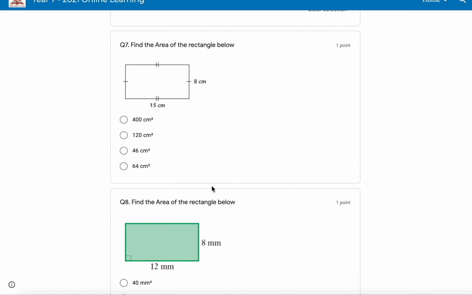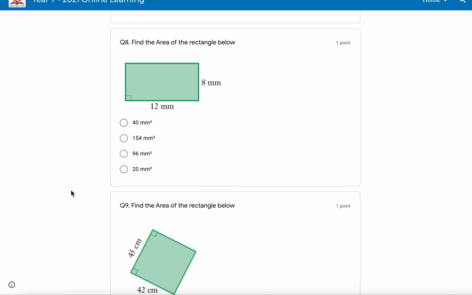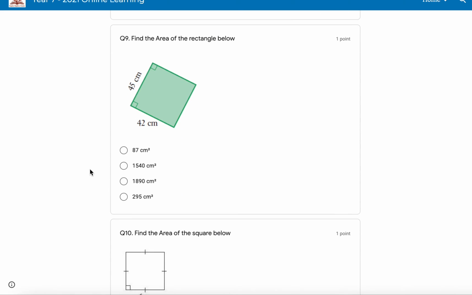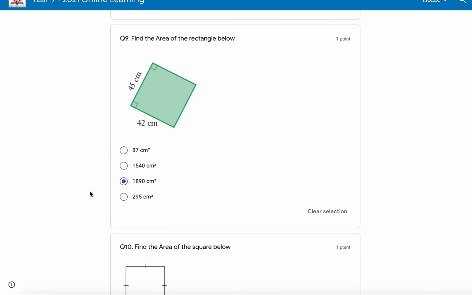And this one, same again. This time we've got 8 centimeters here by 15 centimeters here. So 8 times 15, or 15 times 8, is 120 square centimeters. In this case, we've got 8 times 12. 8 times 12 is 96 square millimeters, or millimeters squared. Here we've got another one, and there it's both in centimeters, all good. So 45 times 42, and that's 1,890 square centimeters.